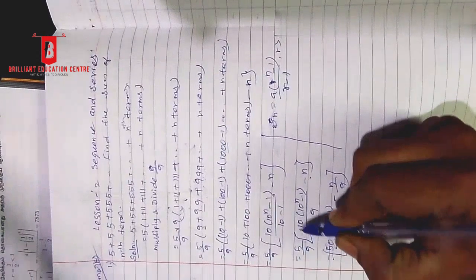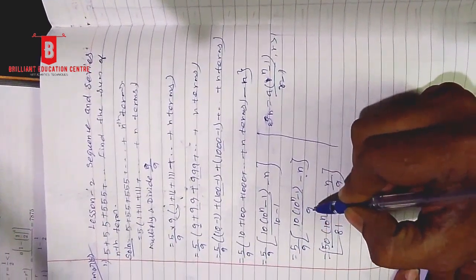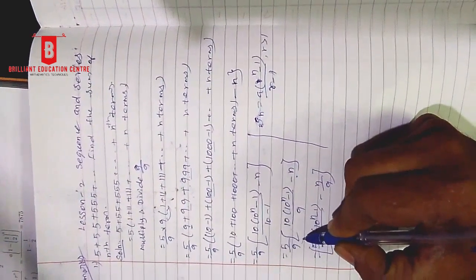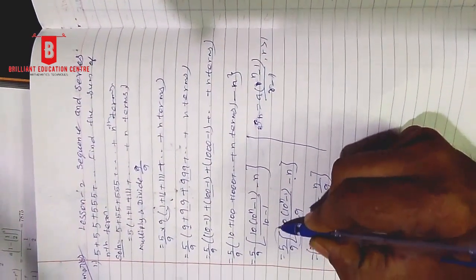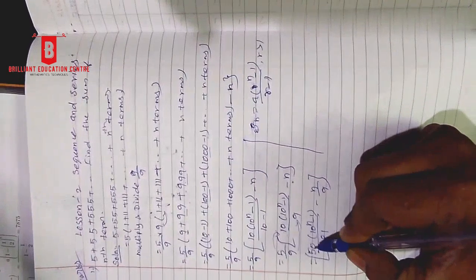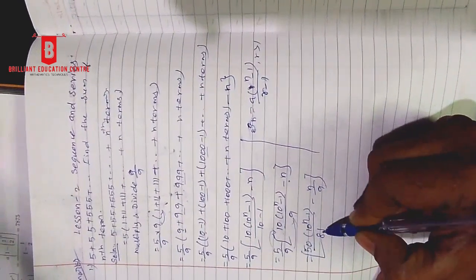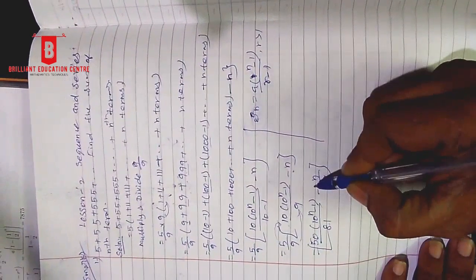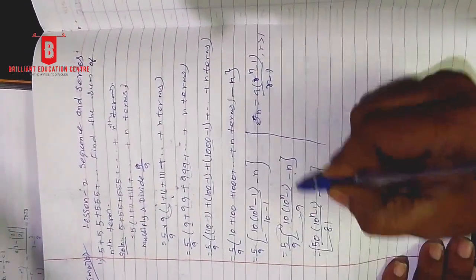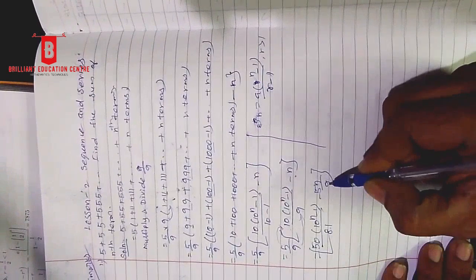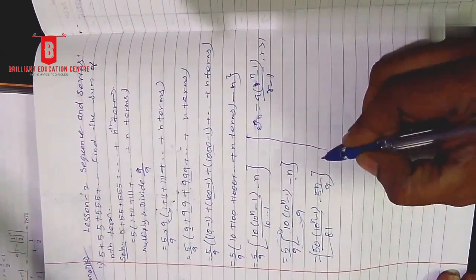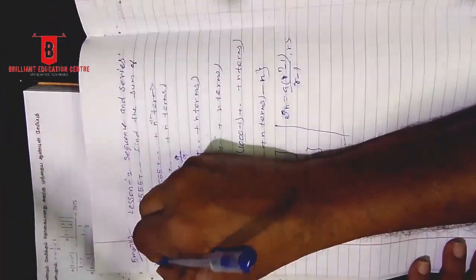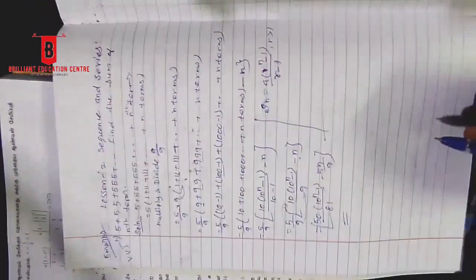5 by 9, 10 into (10 power n minus 1) by (10 minus 1) means 9, minus n. 9 inside the multiply, 5 inside the multiply: 5 tens are 50, 9 nines are 81. 50 into (10 to the power of n minus 1) minus 5n, 5 into n, 5n. 5n by 9 is the answer. Now this one is the 5 mark questions, very important in public questions.